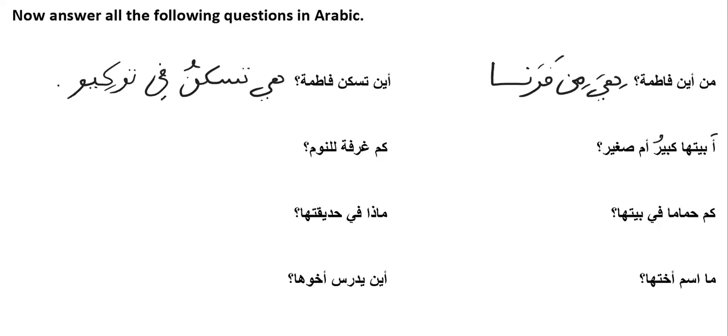طيب, Azan, abaytuha kabirun am sagirun? Baytuha kabirun. Jameel. So we say baytuha kabirun. Jameel. Kam ghurfatan linnawmi? So Abu Yusuf, kam ghurfatan linnawmi? Ghurfatani linnawmi. Naam. So we say linnawmi. Ghurfatani, which literally means there are two bedrooms.